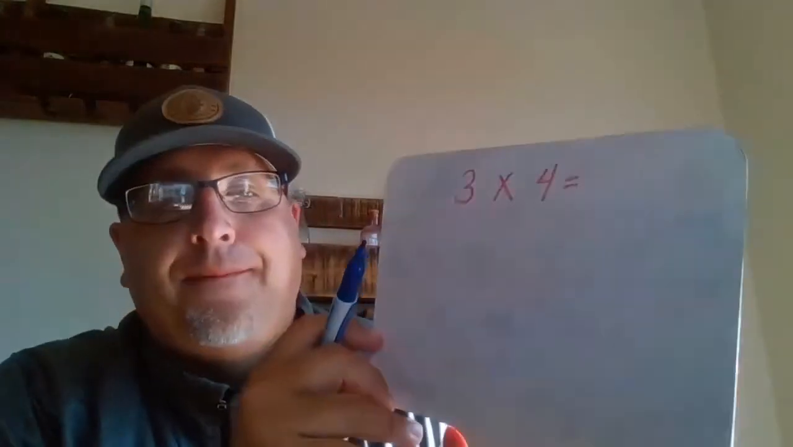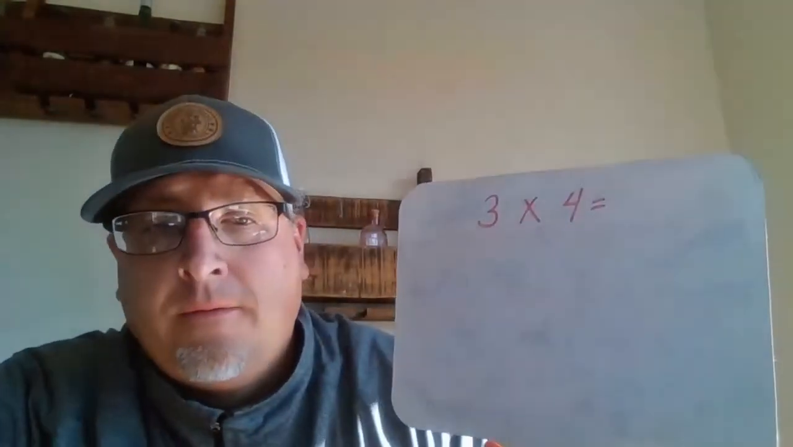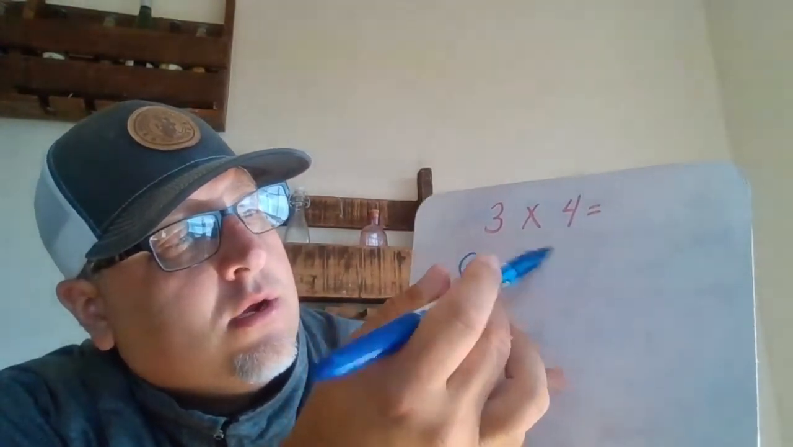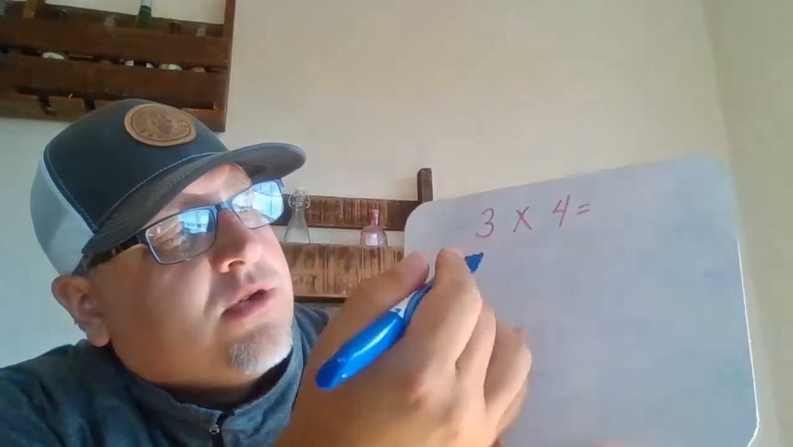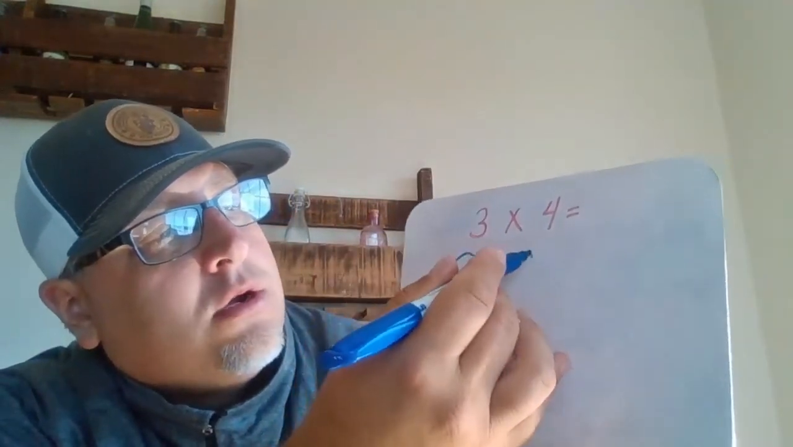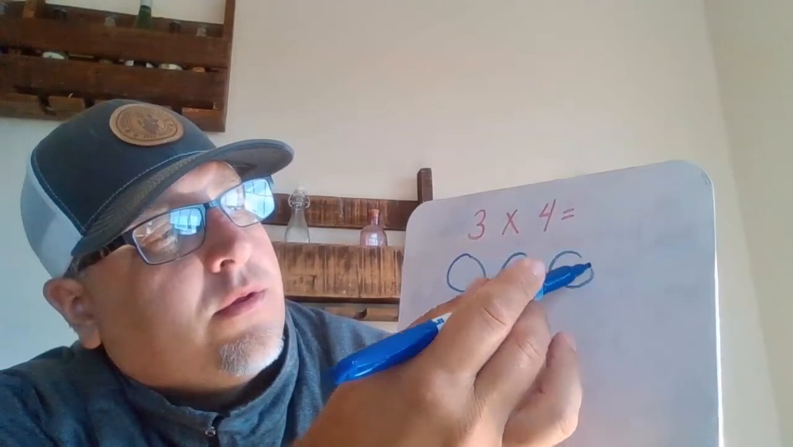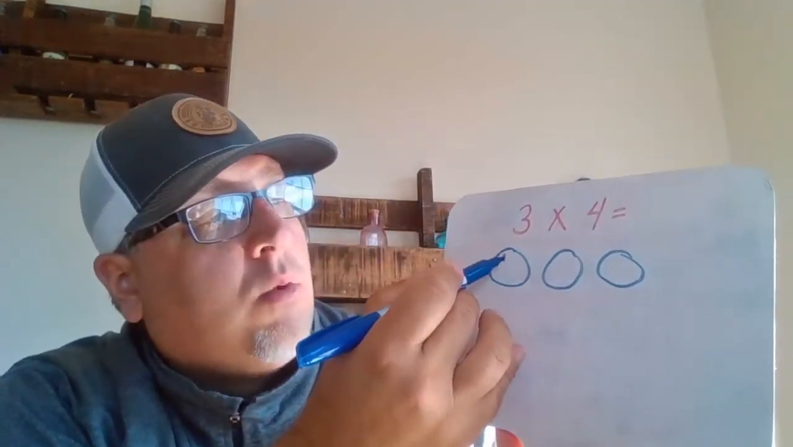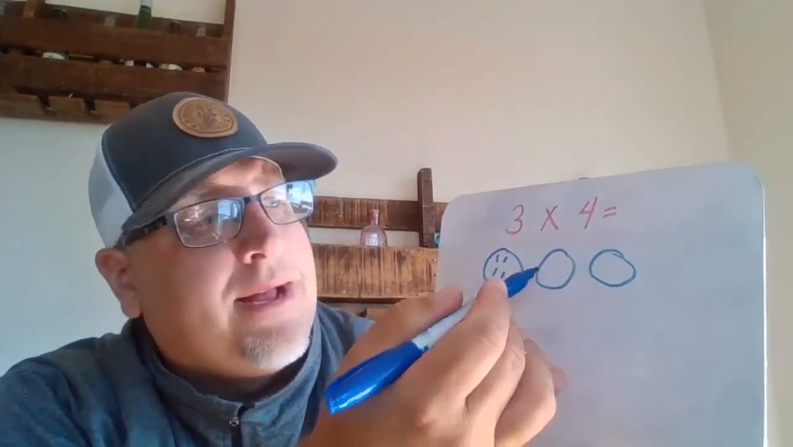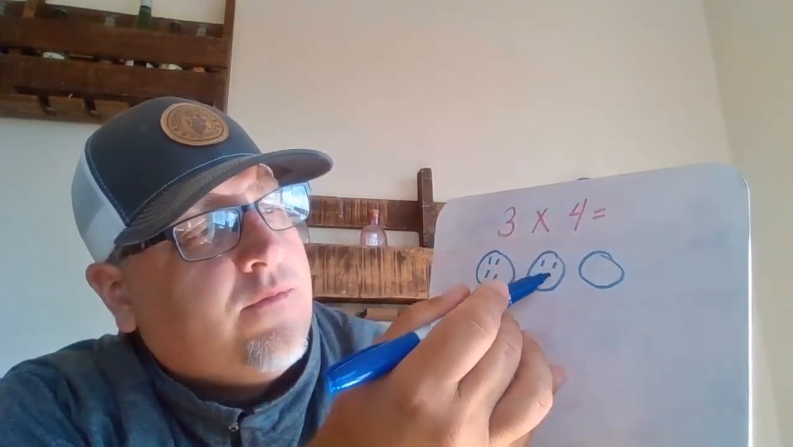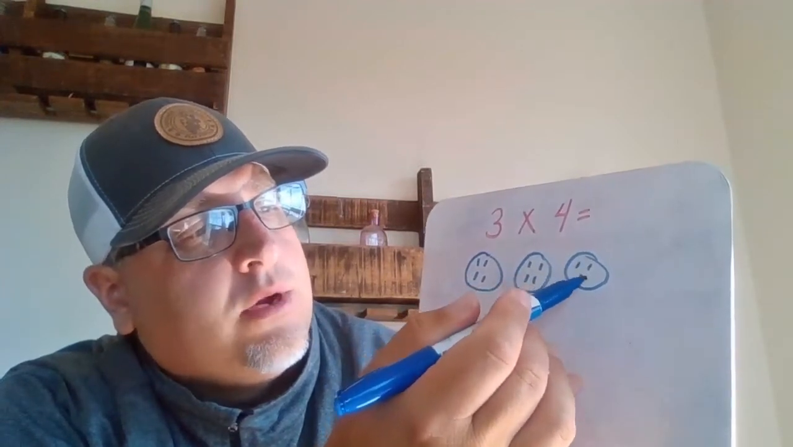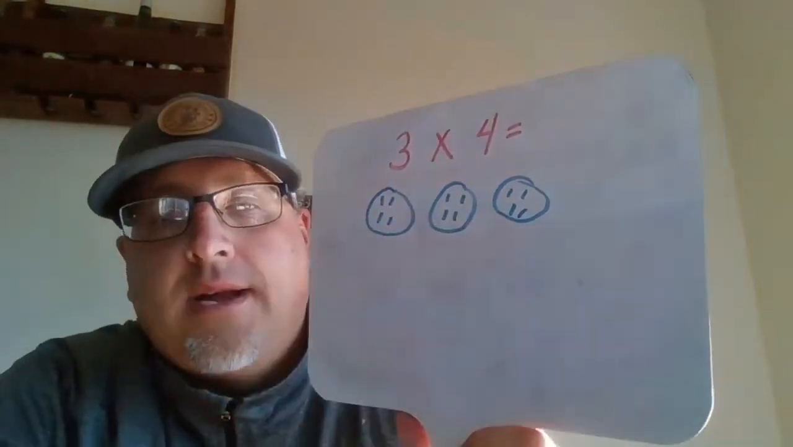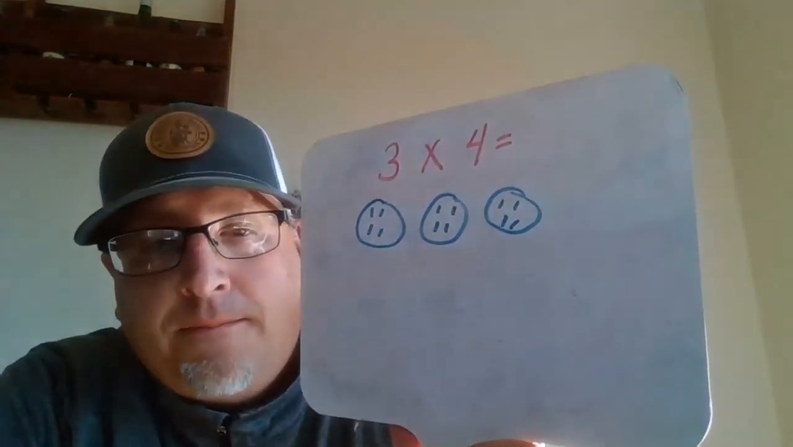Let's do one more like that. 3 times 4. Okay? So we know we have 3 groups. Make that a little bit bigger. I went a little bit too small there. 1, 2, 3. So 3 groups, and inside we have 4 items. 1, 2, 3, 4. We're pretending I have pencils. There we go. So I have 3 groups with 4 items inside, 3 times 4.